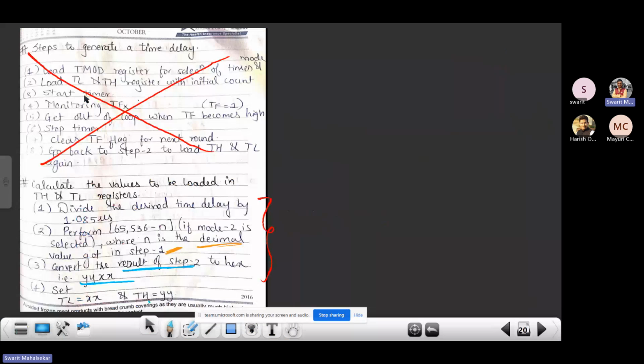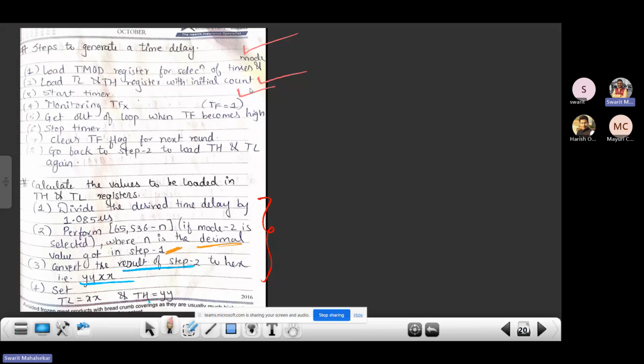Now we'll come to this particular paragraph. This is what we had done till now, that is load TMOD register for selection of timer or counter, right? So we had already loaded that. Then load TL and TH value, which we had already done. And then we need to start the timer. So we need to focus on this particular part.